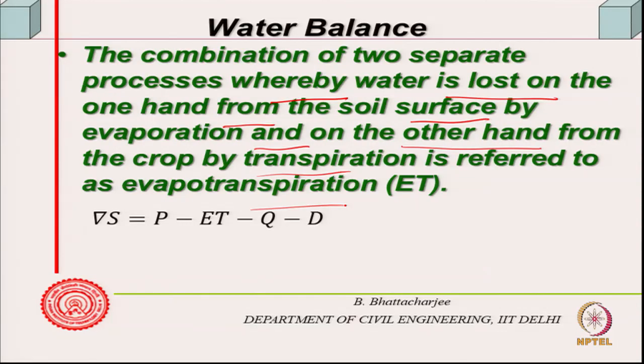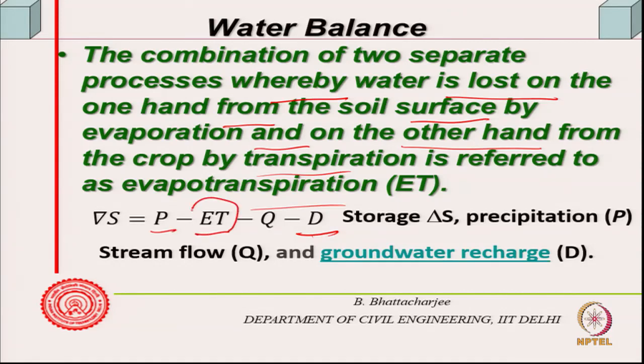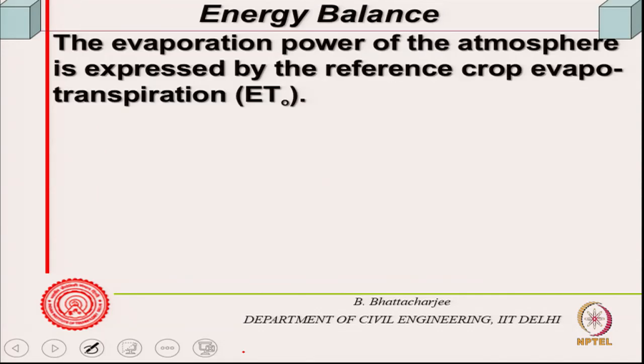So, we can write it like this. Delta S is the storage, P is the precipitation, the rain or whatever it is, Q is the stream flow or runoff, and groundwater recharge is D. Evapotranspiration is the part through which water is lost to the atmosphere, and it does cooling, while Q is not really useful in the sense that it straight away runs off and does not take part in anything else. Delta S is the storage in the groundwater system.